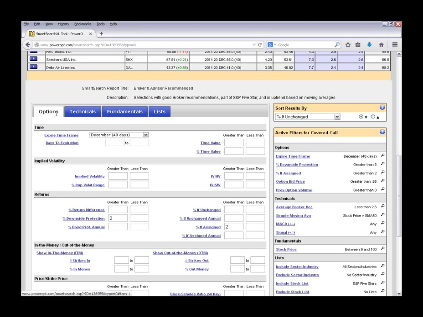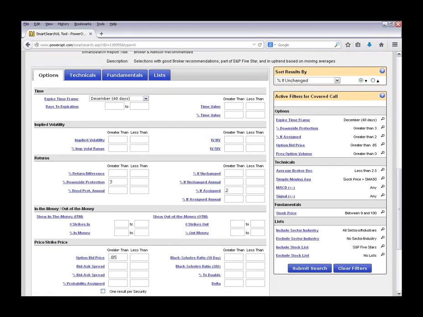We have the Options tab. So this is all the options criteria, which includes things such as the days remaining to expiration, or the option expiration time frame, as well as the time value of the option we're looking to sell. Implied volatility and implied volatility ranges, IV over HV, looking for undervalued or overvalued options. Our return criteria, downside protection, percent if assigned, percent if unchanged as well. Range in or out of the money.